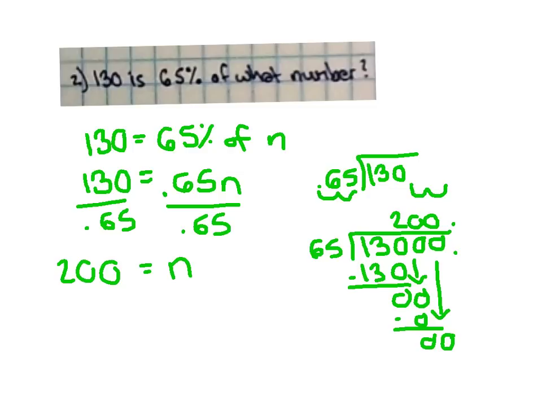130 is 65% of 200. And how I got that, I changed 65% to a decimal. And then once I got my decimal, I found n by dividing both sides by 65 hundredths. Now up here, when I divided 130 by 65 hundredths, since I have a decimal as a divisor, I need to move that decimal 2 times to the right. And if I do the same thing there, I need to do the same thing to my dividend inside the house. So my new problem becomes 13,000 divided by 65, and I just divided, and I end up getting 200.